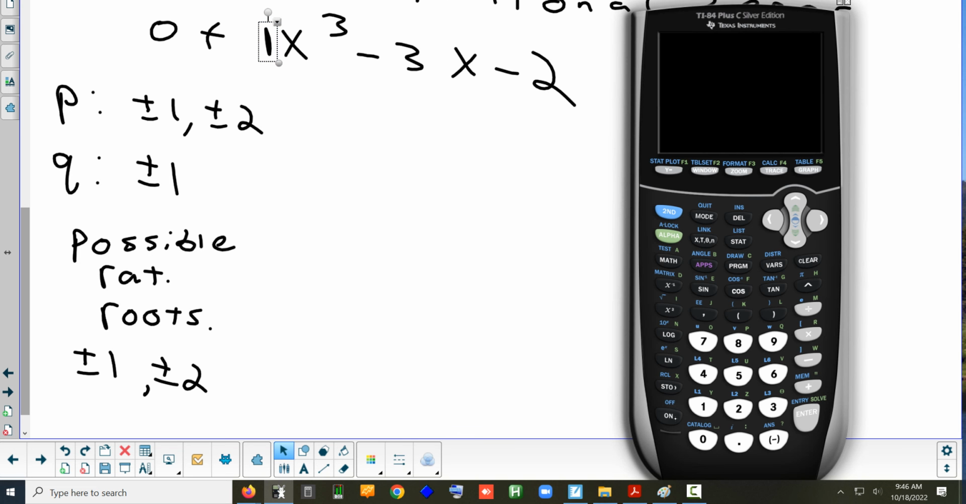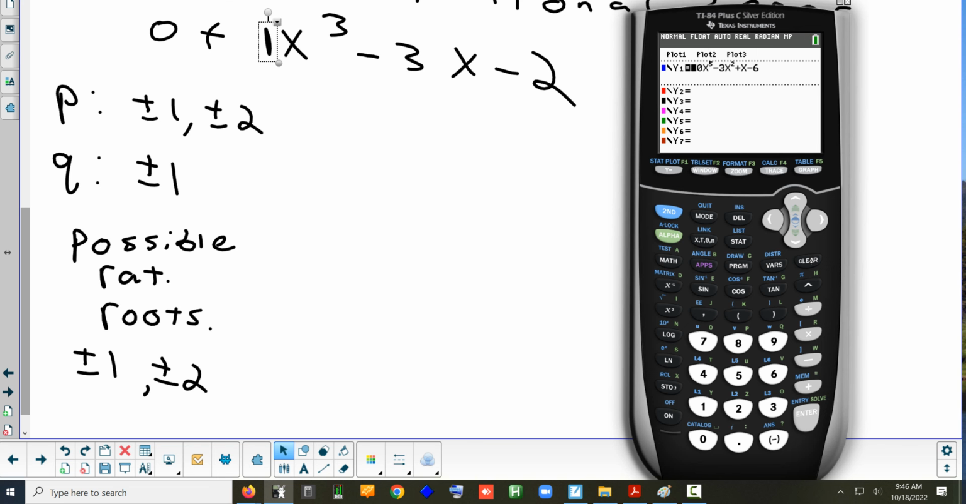Let's graph it. And we want to find one that works. I do not want to waste time doing synthetic division on a number that doesn't work. I want to find one of these 4 numbers that works. And I know one of them is going to work because I wouldn't be asking you to solve the problem if none of them worked. None of them worked on the very first problem we did today, but one of them will work here.